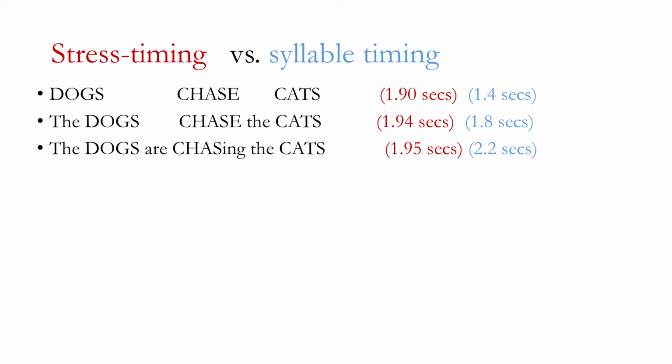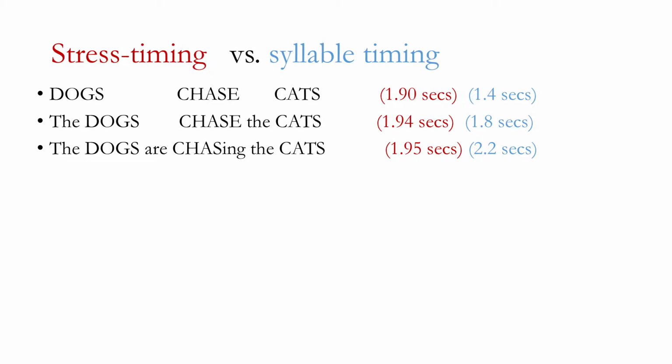However, there's lots of languages which don't use this stress timing. Spanish and Chinese are perfect examples, where each syllable would get a partial beat in each of those. So dogs chase cats, the dogs chase the cats, the dogs are chasing the cats.